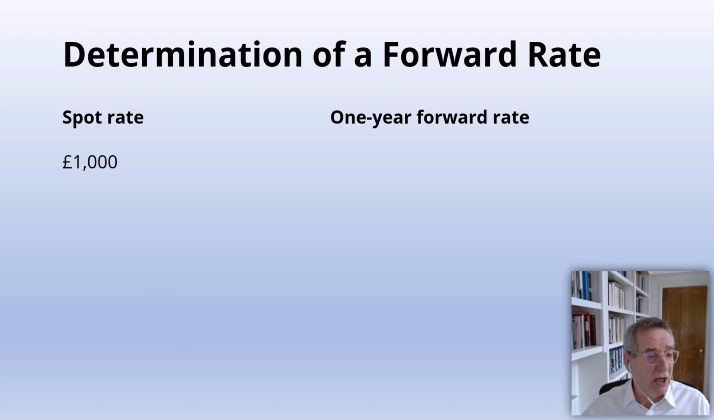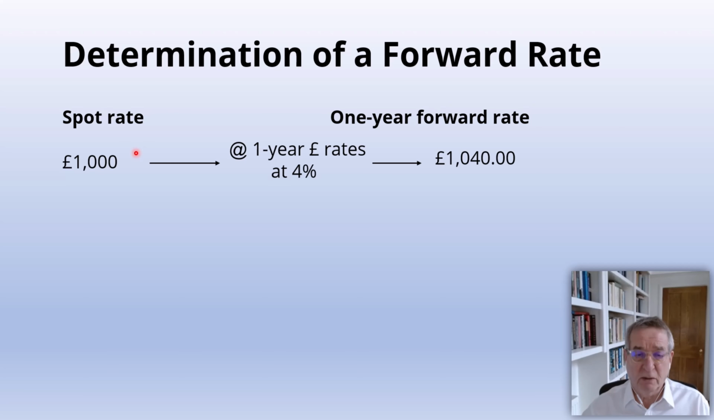We start with a small amount of sterling, to keep the example simple, let's say £1,000, and suppose that that £1,000 can be deposited into a sterling interest-bearing account which has a 4% rate of interest. I'm going to assume very simple interest here, no compounding and so on. At the end of the 1 year period, this will now be worth £1,040.